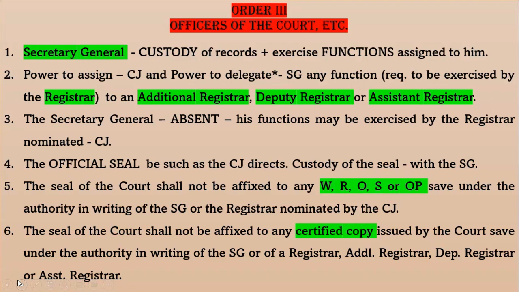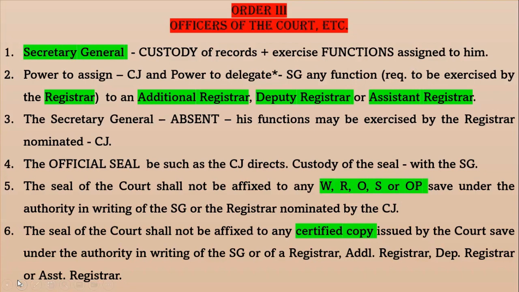Now let's see what is Rule 3. Someone is absent. Alright. The Secretary General is absent. So who will work? Who will exercise his functions? Well, if the Secretary General is absent, his functions may be exercised by the registrar who has been nominated by the Chief Justice. So the key word is absent. Now let's see what is Rule 4.